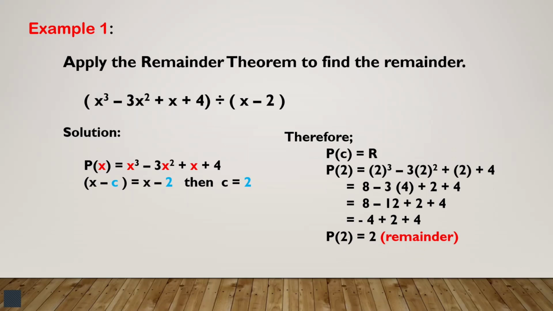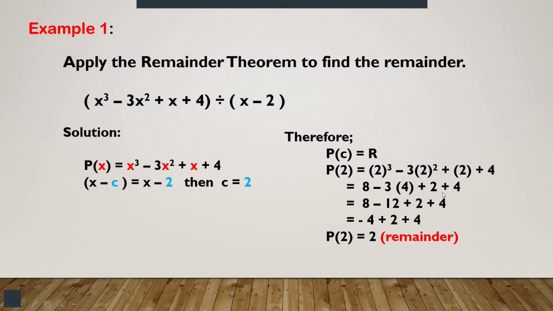So we have, according to the remainder theorem, p of c is equal to r, which is the remainder. Evaluating p of 2, this will give us 2 cubed minus 3 times 2 squared plus 2 plus 4. So where 2 cubed is equal to 8 minus 3 times 2 squared, which is 4, plus 2 plus 4.